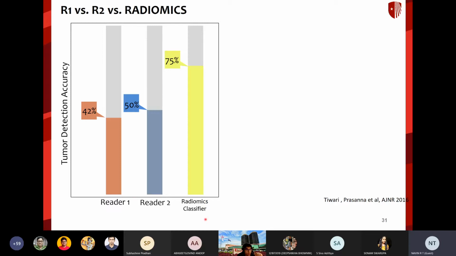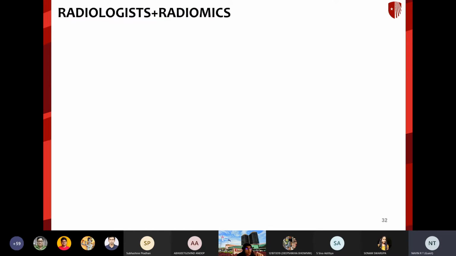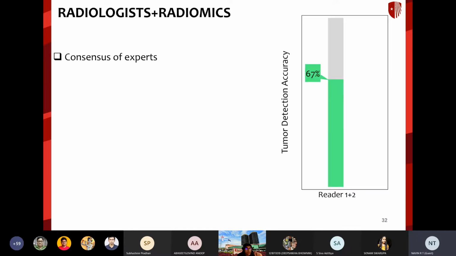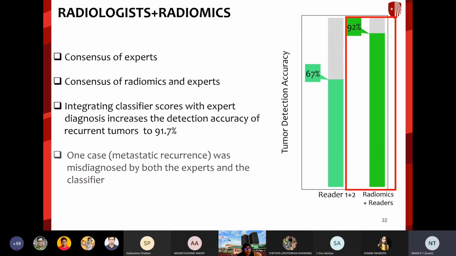And then we had a radiomics classifier as well. We found that the tumor detection accuracy of the radiomics classifier was a lot better compared to that of the individual readers. More importantly, when we combined the decision of the radiologist and the radiomics classifier, the accuracy increased even further. So this shows that tools like this can be used to augment the decision-making capabilities of radiologists. One case that was misdiagnosed by both the experts and the classifier was a metastatic recurrence case.